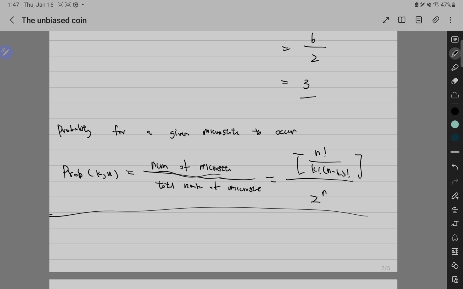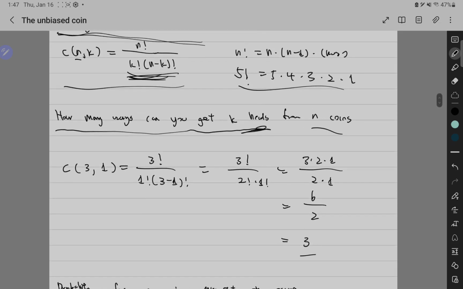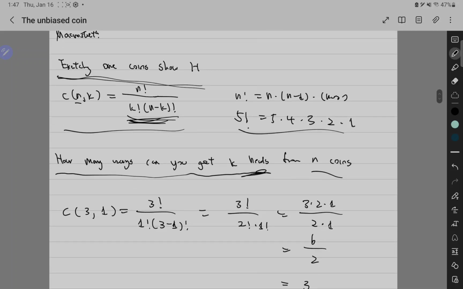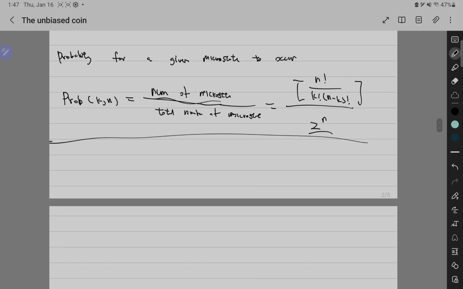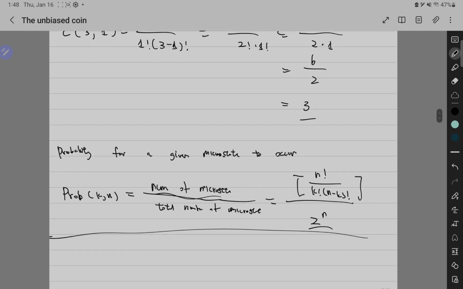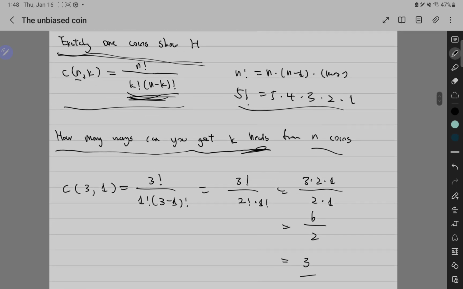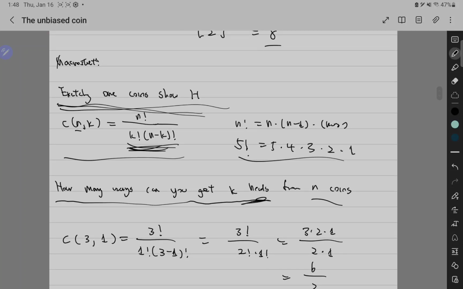And you can play around with this formula. For example, we were just talking about exactly 1 coin showing heads, right? Then we have 3 on the top, and the total number of microstates in this case will be 8 on the bottom, because 2 to the power of 3, or degrees of freedom for 3 coins, is 3. So the probability of you getting exactly 1 coin showing heads is 3 over 8, because there are exactly 3 microstates in which exactly 1 coin shows heads, and that over the total number of microstates, which is 8 in this case, gives you the probability of what you have chosen to occur.